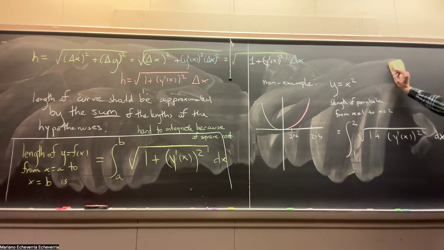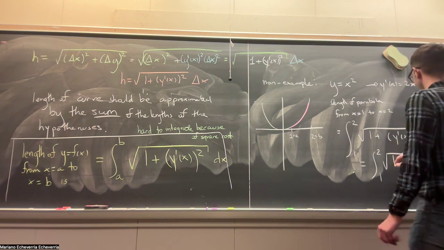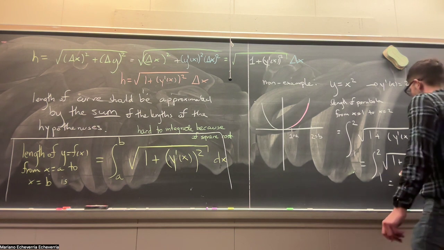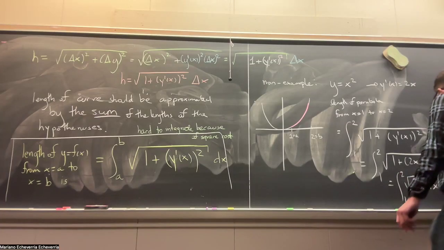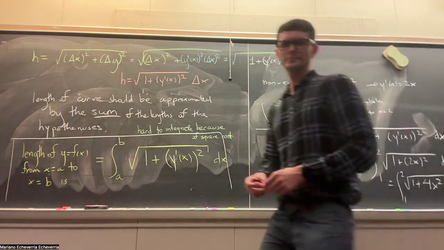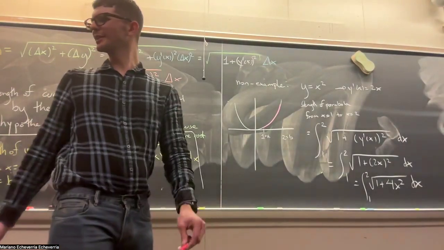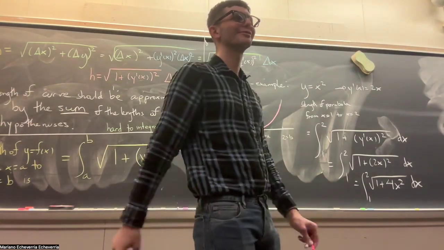But what is y prime here? Y prime here is 2x, right? And so far so good. Does that make sense? And now what is that? Because I don't know, it's just, okay, but so what?